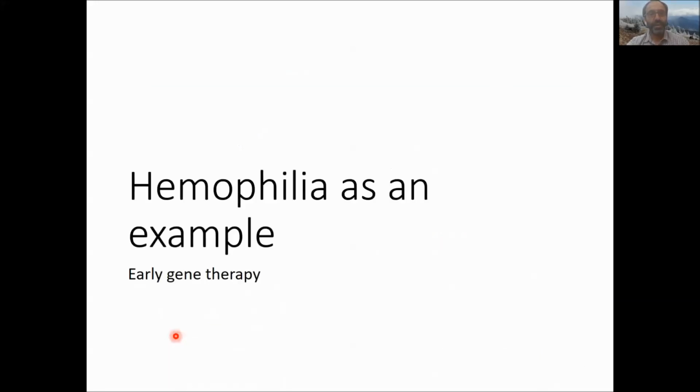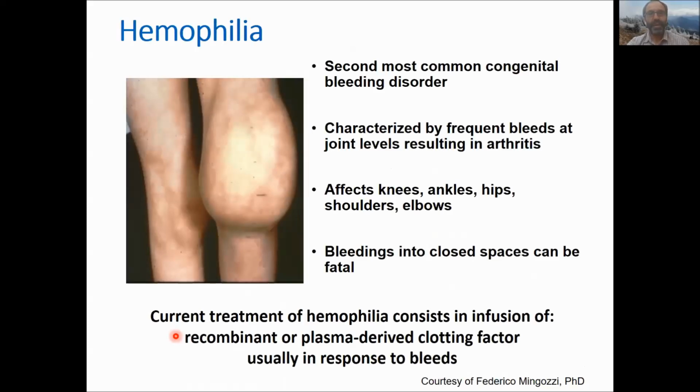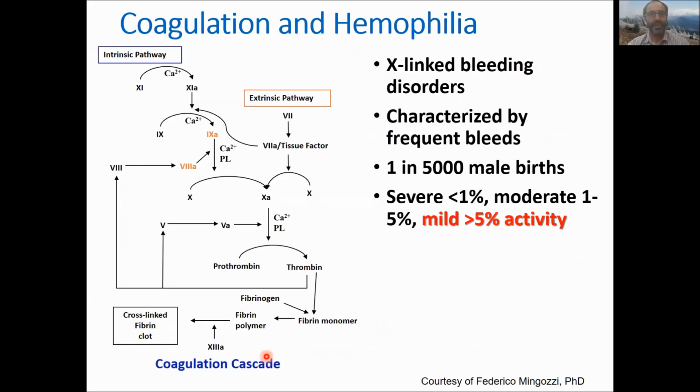Now moving on to hemophilia as an example, and this is much more developed. Hemophilia, of course, is a fairly common congenital bleeding disorder among the inherited coagulopathies. And it's characterized by frequent bleeds, especially in the joints, and can cause very severe complications, especially when bleeding is in a closed space, like in the joints or like in the brain. It currently is treated by periodic injections of the coagulation factor that's missing, factor 8 or factor 9.